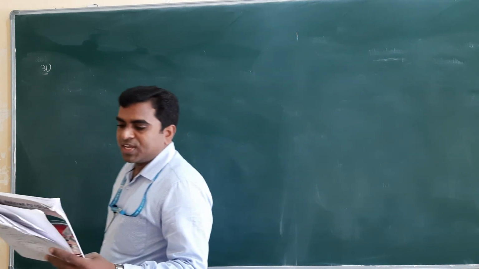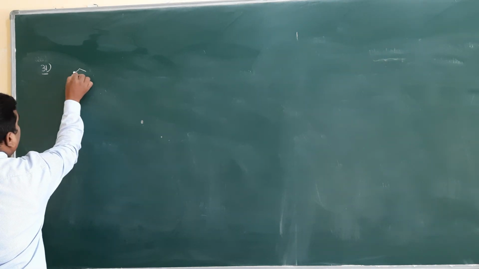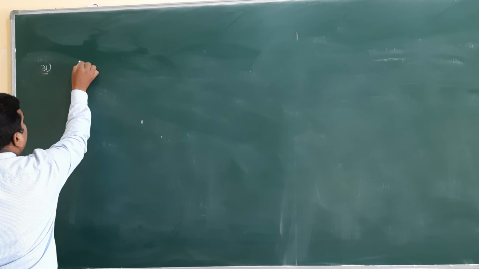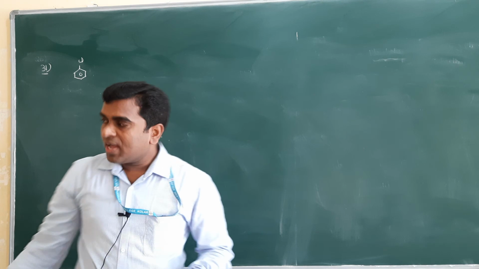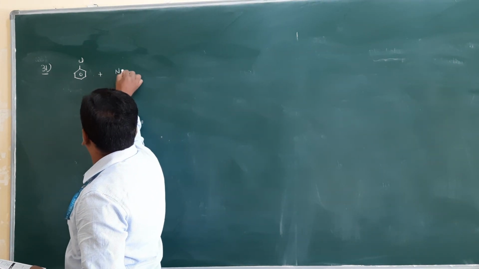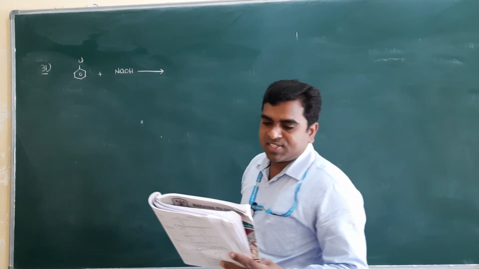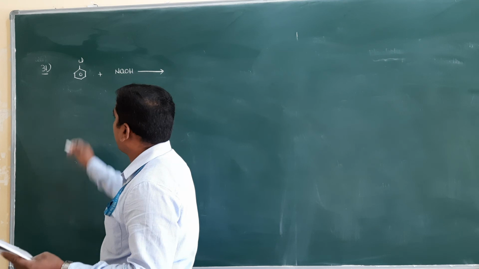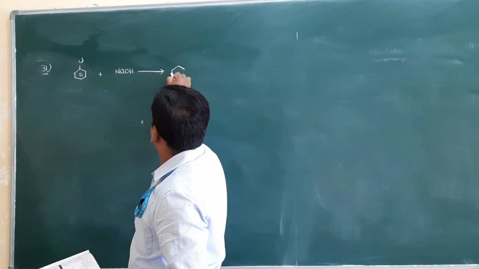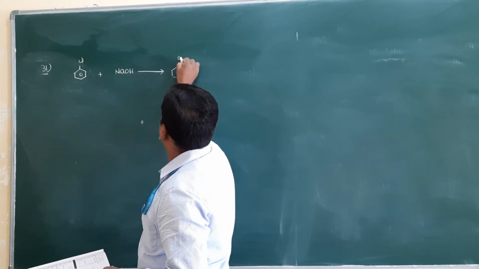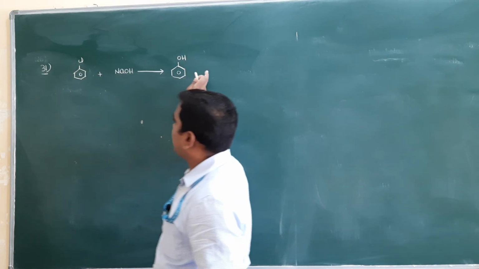Chlorobenzene on fusing with solid NaOH gives. This we have already discussed. Sorry, not chloroform, chlorobenzene. They have given chlorobenzene fused with NaOH. Clear? Then what is the product you will get? Benzene, benzoic acid, phenol, and we have to maintain drastic conditions. I have already mentioned it. So you will get phenol. Chlorine will be replaced by OH, and NaCl will be removed.